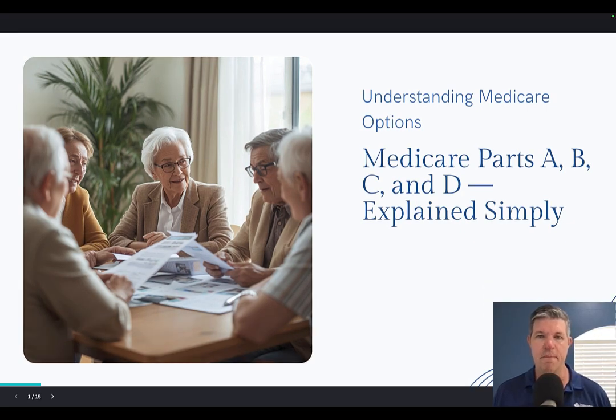I'm going to break down Medicare Parts A, B, C, and D simply, clearly, and without the insurance jargon so that you can actually understand what you're signing up for. Today, we're going to cover Medicare Part C, also called Medicare Advantage. These are the plans that you see on TV and you get all the phone calls about.